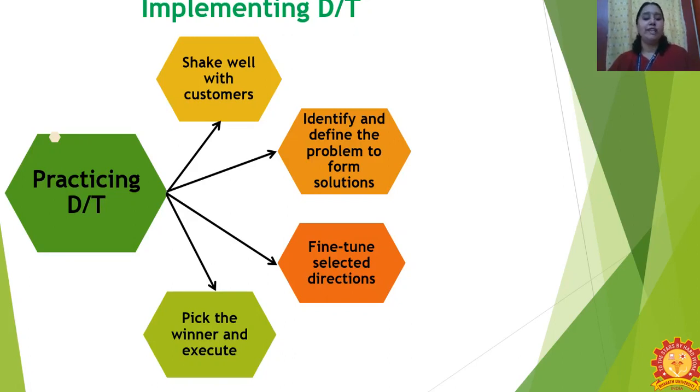Then pick the winner and execute it. This is the final stage of implementing the design thinking process, where it is going to involve selection of a course of action that can be carried out in the organization, and the allocation of resources to achieve these goals.